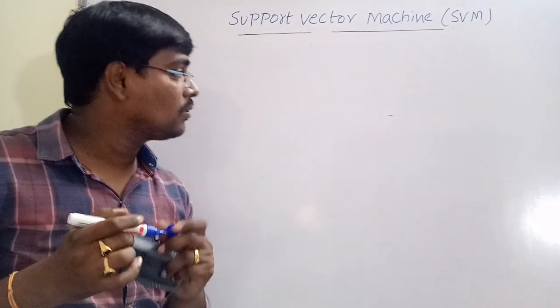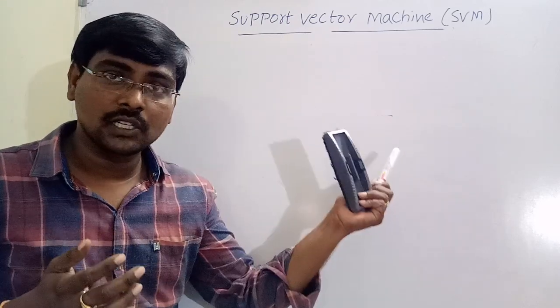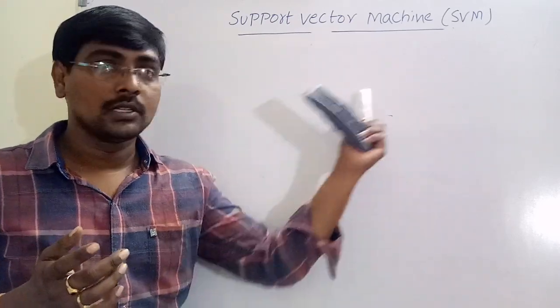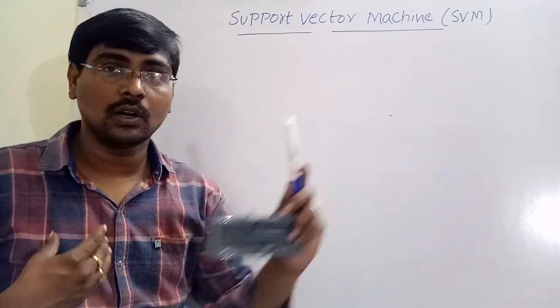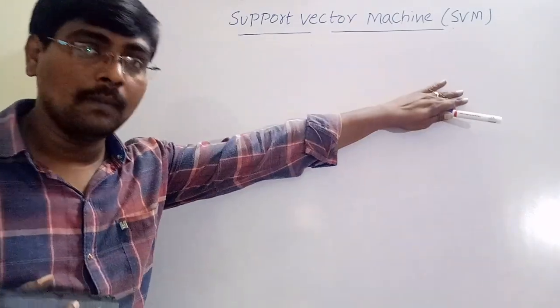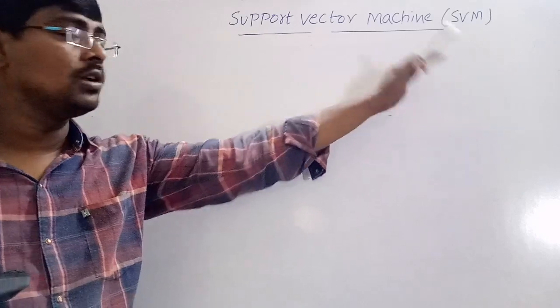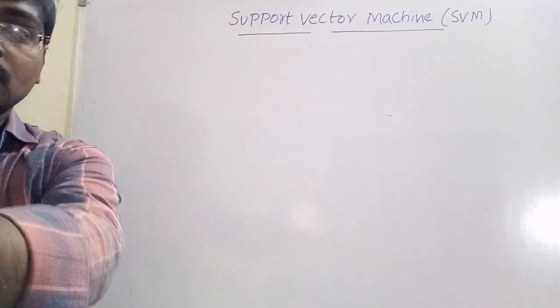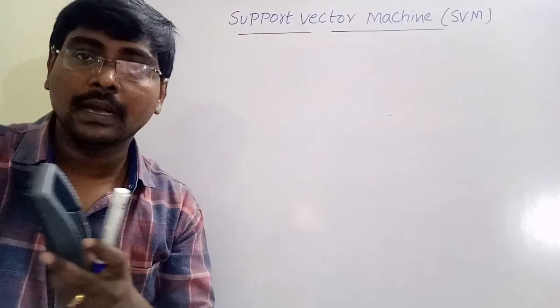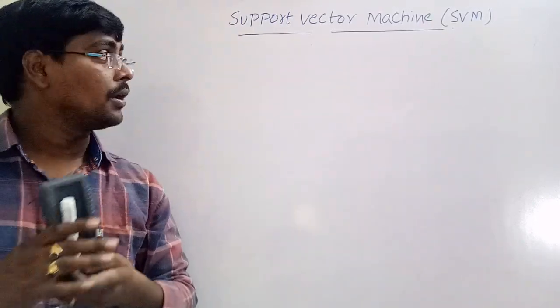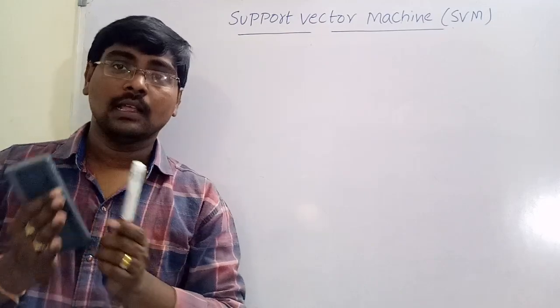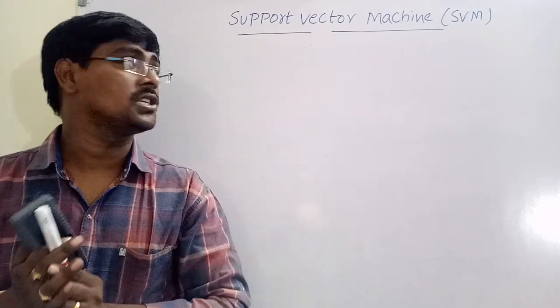In this case, what our aim is, maximizing the margin. So the formula is M by mod W. M is the distance. So what we have to do? Maximizing the margin M corresponds to minimizing W. Now apply the constraint optimization problem.